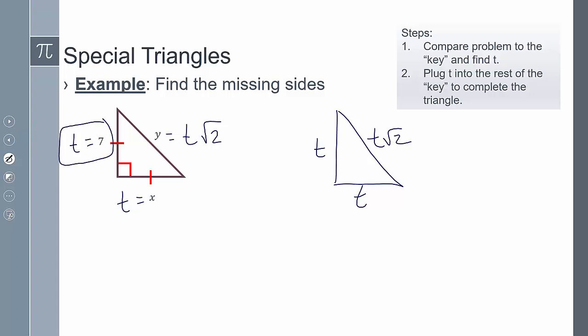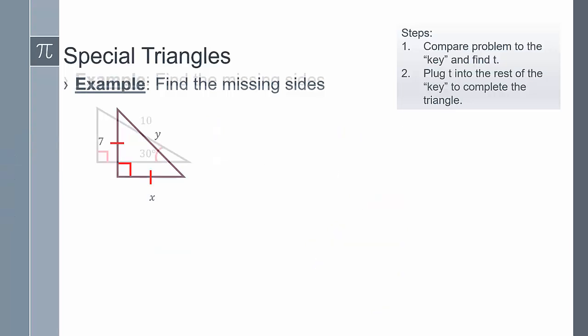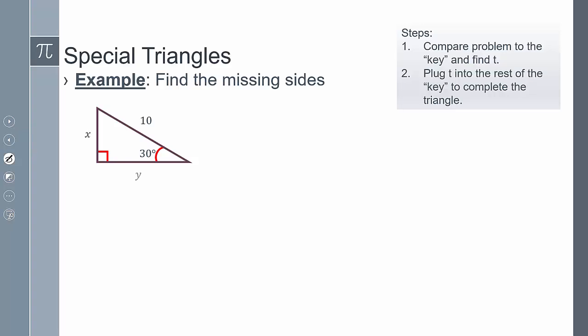T equals 7. So if I know that t equals 7, I can plug it in for t here, or I could plug it in for t here. So 7 then equals x, and then y equals 7 root 2. So when you compare it to the key, you will always be able to find t in some respect. So let's look at another one here.